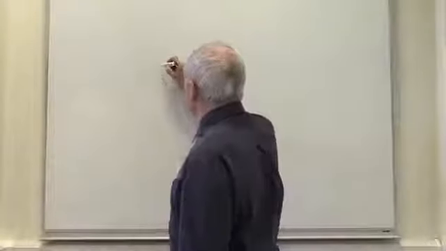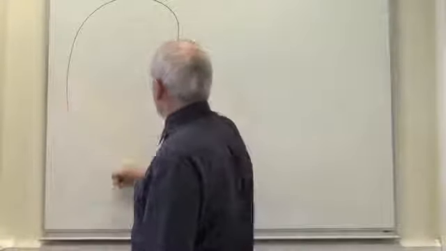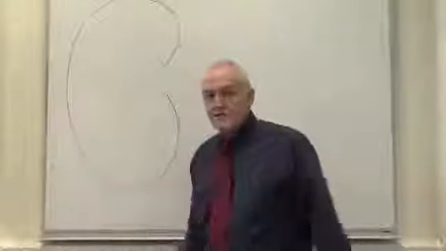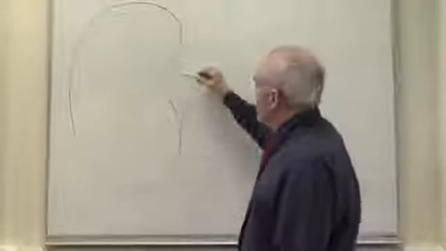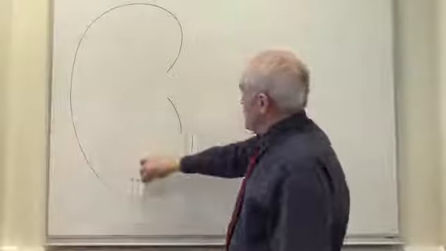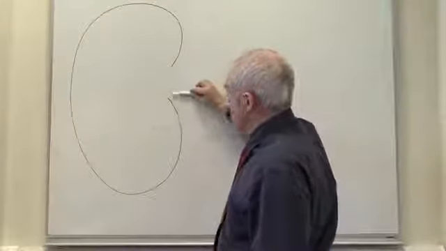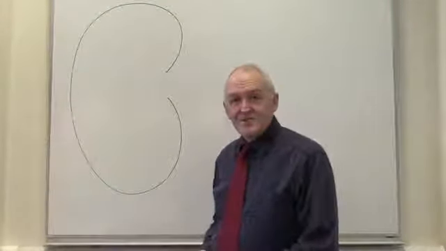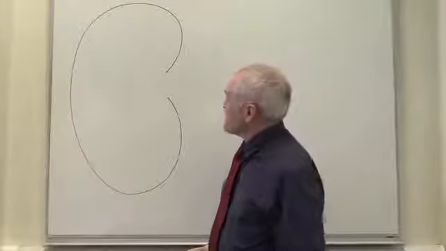So here we have a kidney. Let's say that's the right kidney. And we have the structure of the kidney around there and the hilum, which is the entrance where things get into and out of the kidney.